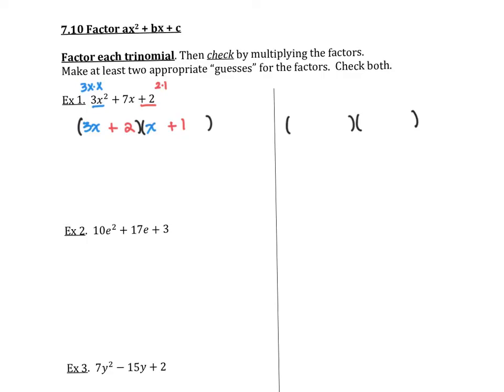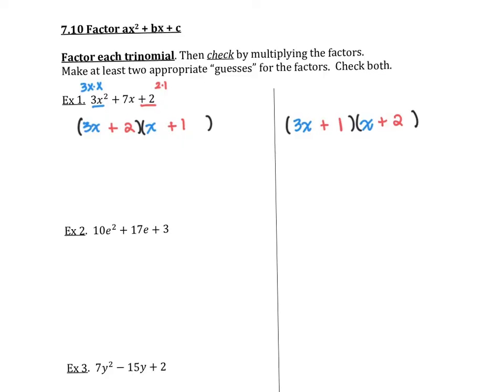Now, because I'm making you do a second guess, we're going to do a second guess. The second guess is going to be very similar to the first guess, probably. It still has to equal 3x to the second, so I'm still going to use 3x times x. But to make it different, instead of doing 2 times 1, I'm going to try 1 times 2. It doesn't seem like it will make a difference, but when you have ax squared, the a value makes it different when you switch the numbers.